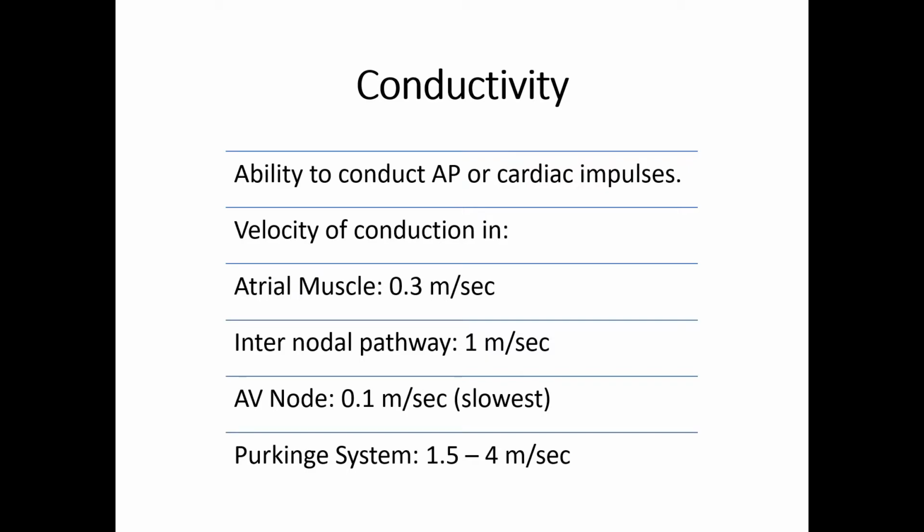Conduction velocity in the atrial muscle is 0.3 meter per second. In the internodal pathway, its velocity is 1 meter per second. In the AV node, its velocity is 0.1 meter per second. It is very slow. In the Purkinje system, its velocity is 1.5 to 4 meters per second. It depends on the function of that area, how much fast conduction is required in that area.